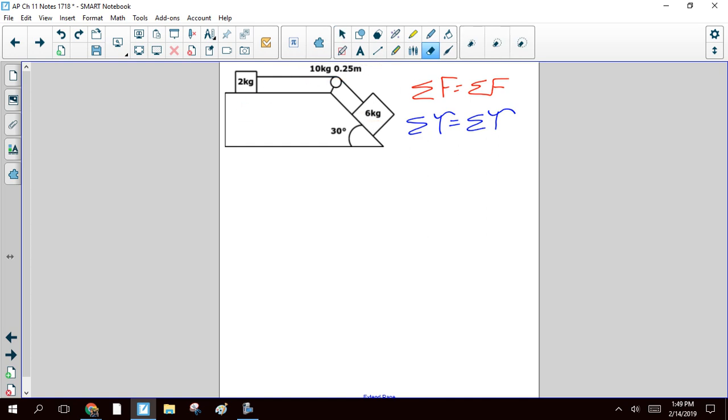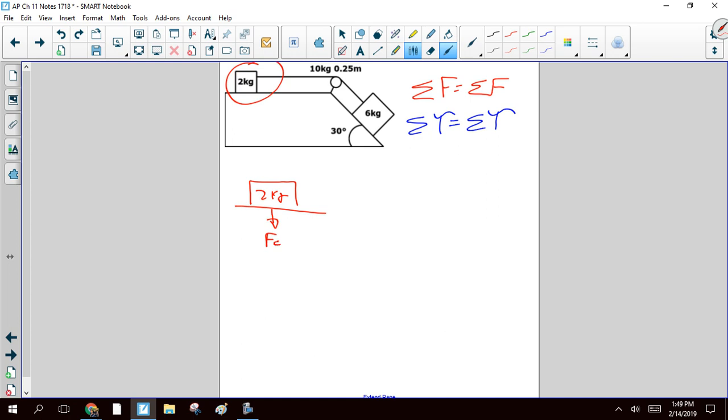So here we go, let's do the 2 kilogram block. We're going to have gravitational force and a normal force, which I don't care about because they cancel out, and tension pulling it forward. Up here, we're going to call this tension 1, and we're going to call this tension 2. For this object, our net force is just the force of tension 1, and our net force is mass times acceleration, so 2a. That is equation number 1.